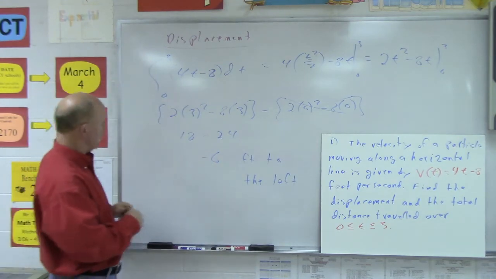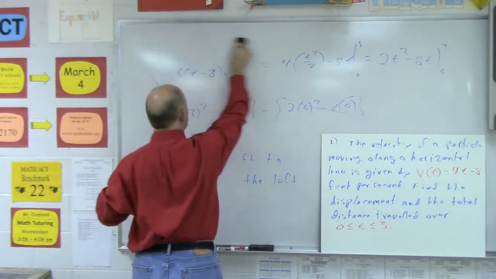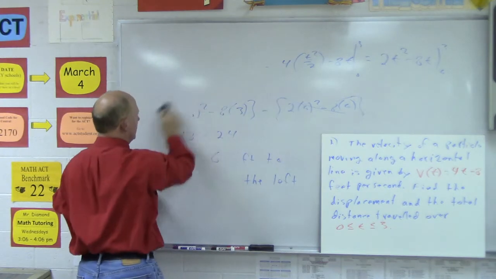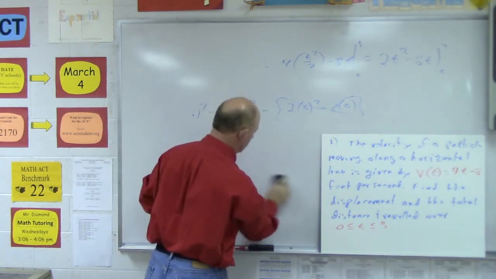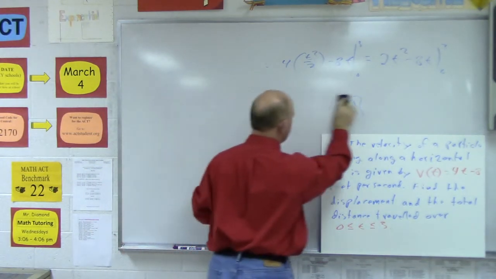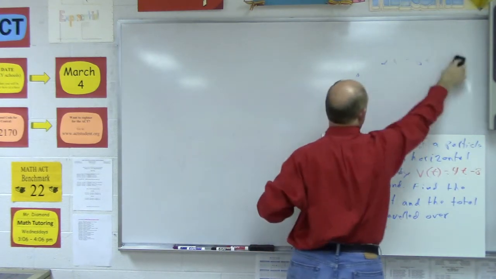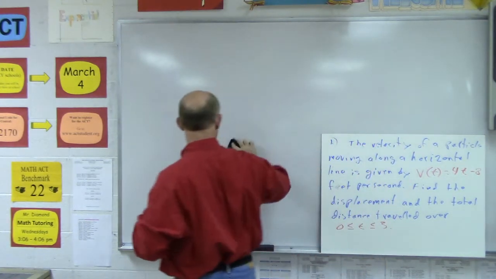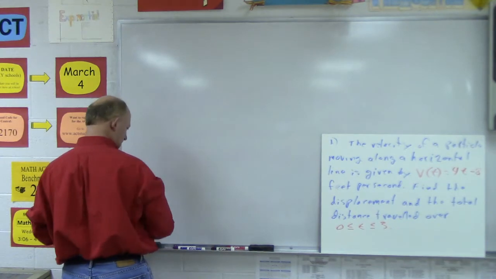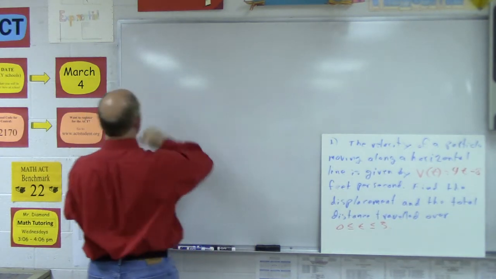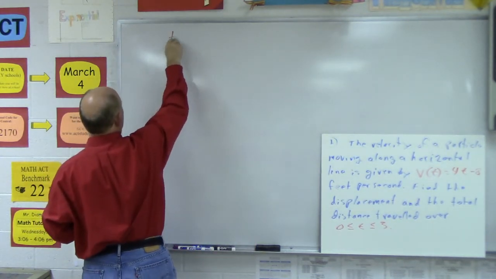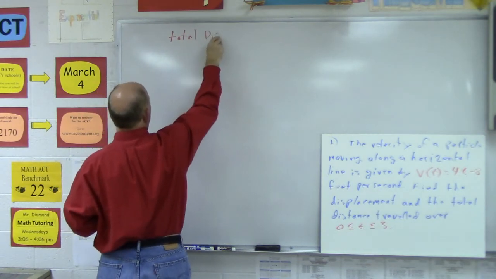Next, let's see if we can determine the total distance traveled of the particle. The displacement was negative 6. And next, let's determine the total distance traveled. So the total distance.